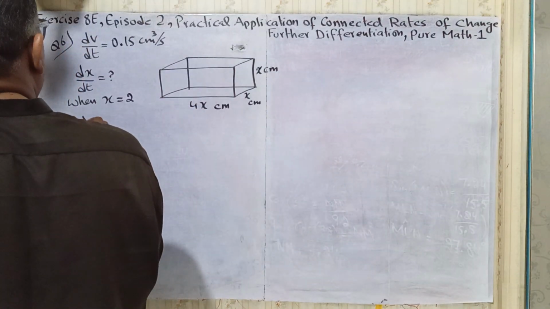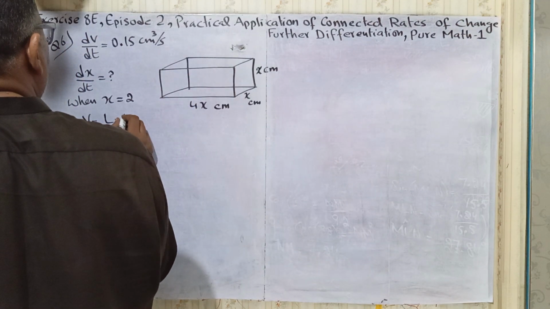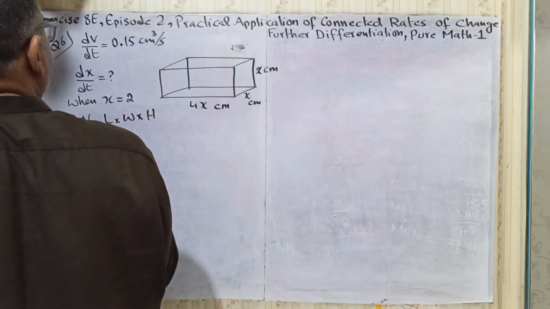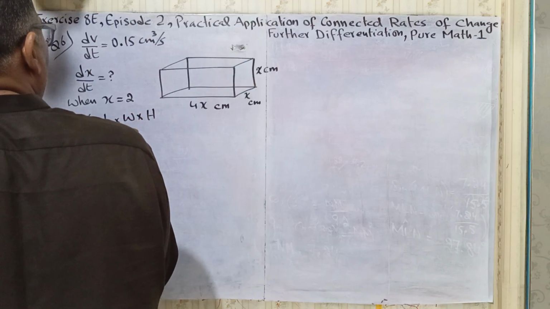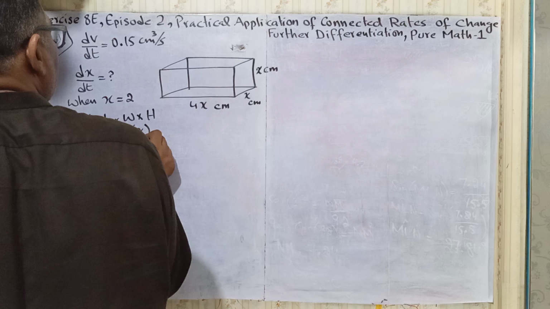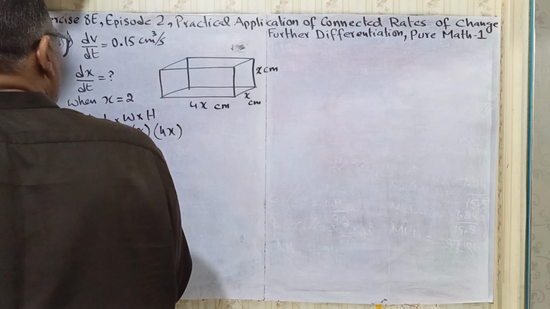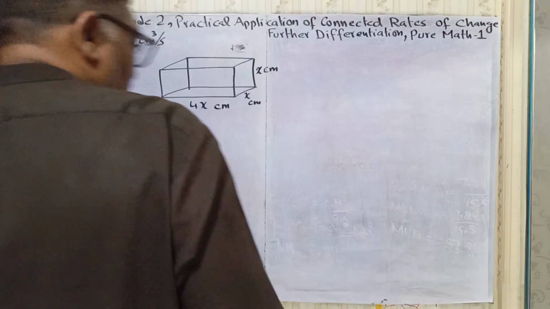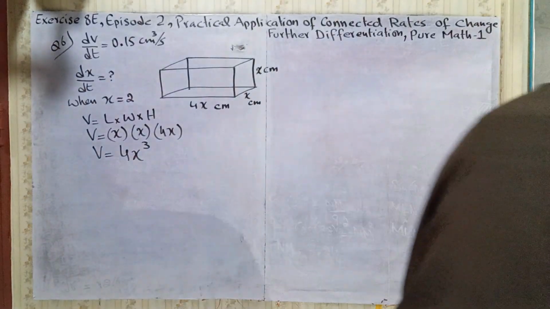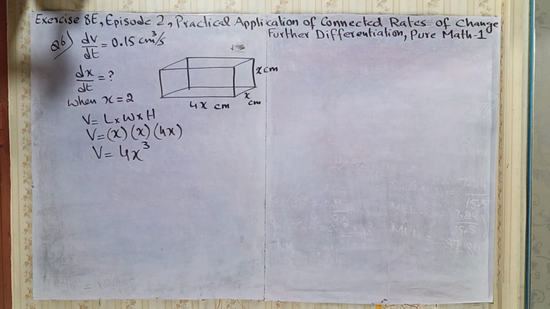So we know that the volume is equal to the length multiplied by the width multiplied by the height. So volume will be equal to x into x into 4x. So the volume will be equal to 4x cube. This is the formula for the volume of this cuboid. So it will be 4x cube.